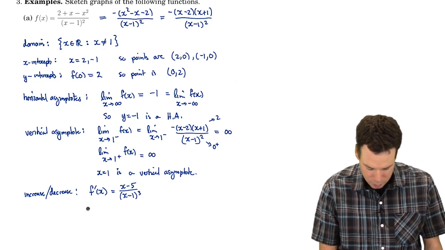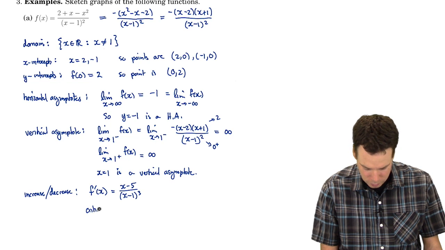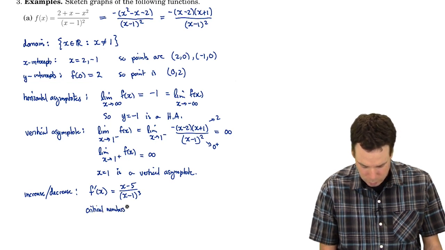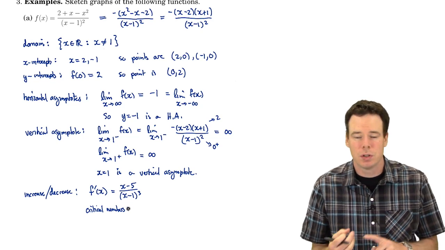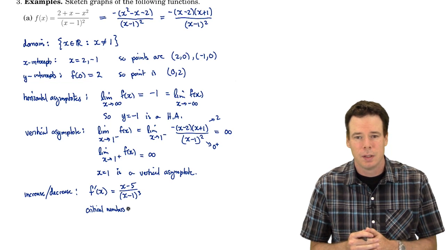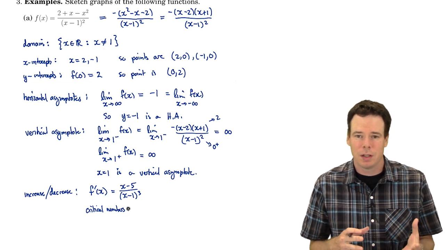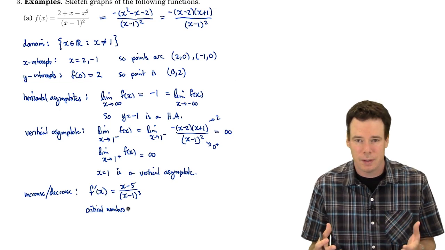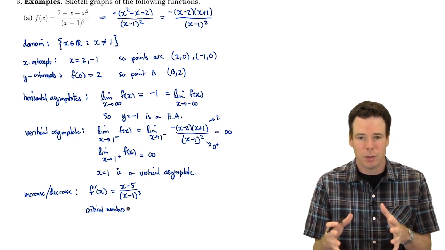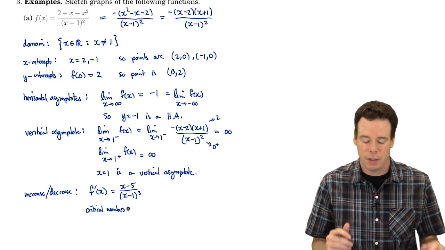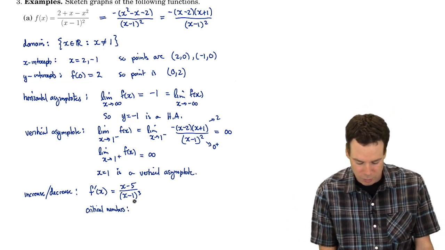So what do we have? Well, we need to find our critical numbers. Remember, we're interested in figuring out where the function is increasing and decreasing. That's where the derivative is positive or negative. And to figure out where it's positive or negative, we first look to see where it's 0 or undefined, and then we look on the intervals between those special values, those critical numbers, to figure out what the sign is on those intervals. So we look for our critical numbers.